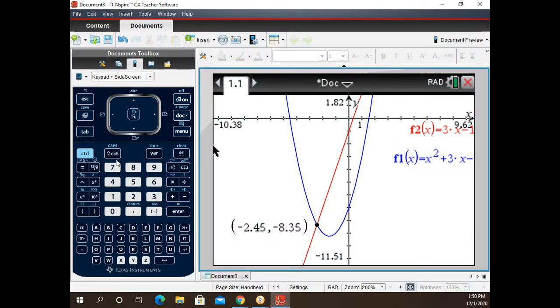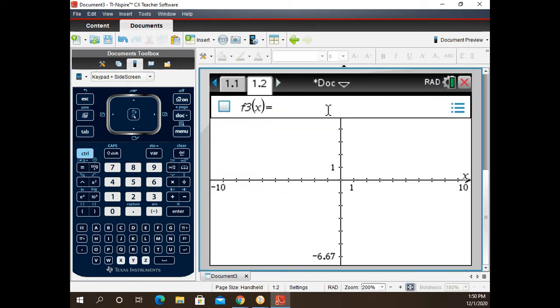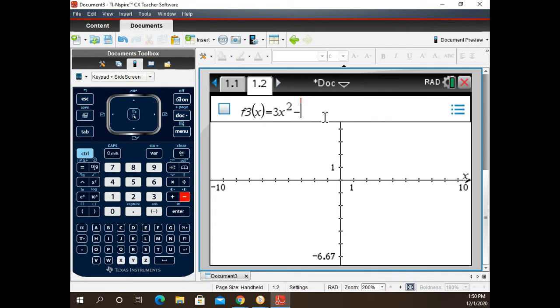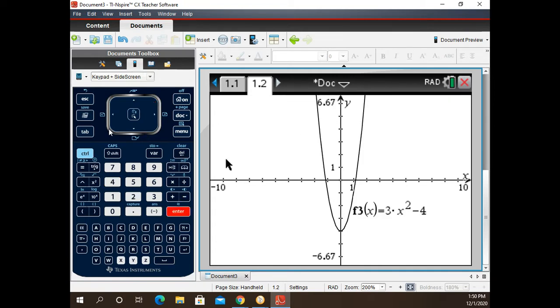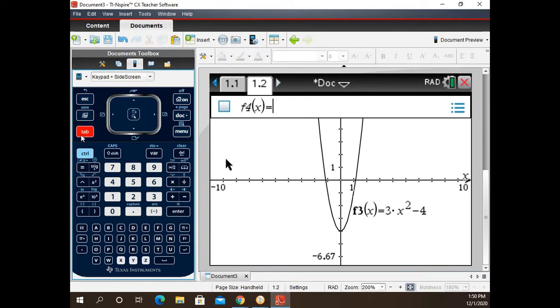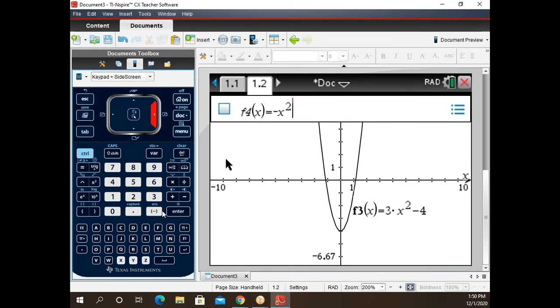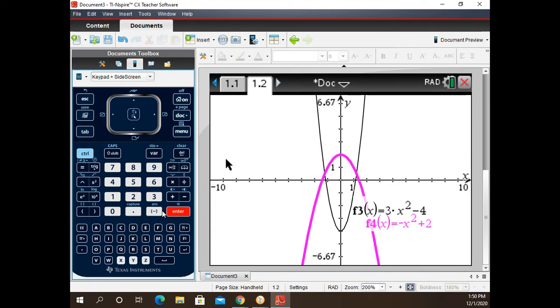So I'm going to make a new page, add a graph, and my first equation is 3x squared minus 4. And again, I'm going to hit the tab key so I can graph another function. This time I've got negative x squared plus 2. Two parabolas there, one opening up, the other opening down, and I can see I have two intersection points. So I'm going to go ahead and find those.